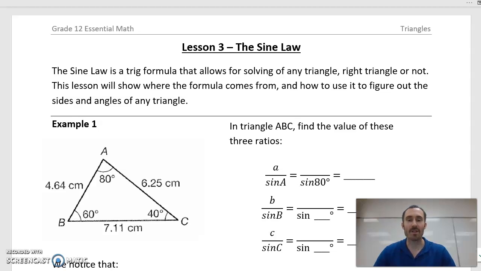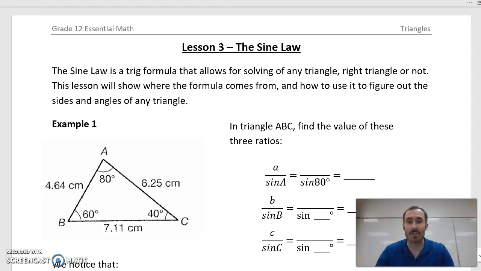Lesson 3 is on something called the sine law. And this may sound familiar because you've used sine, cosine, and tangent before, but this is a little bit different. It's the same button on your calculator, but it's not exactly the same relationship. So we're adding another tool to your arsenal for solving triangles. This one is specifically for triangles that do not have a 90-degree angle in them. It works for all triangles.